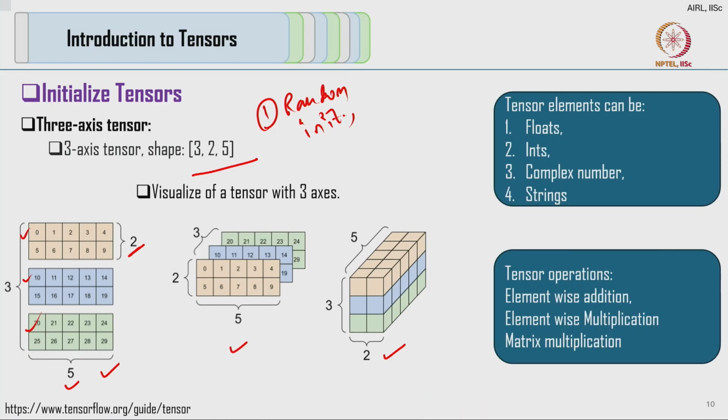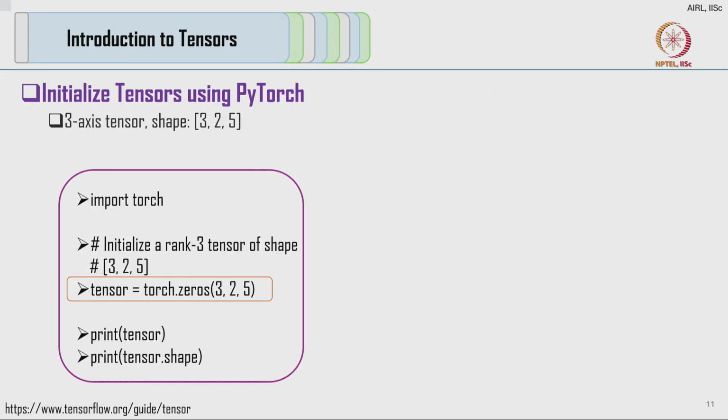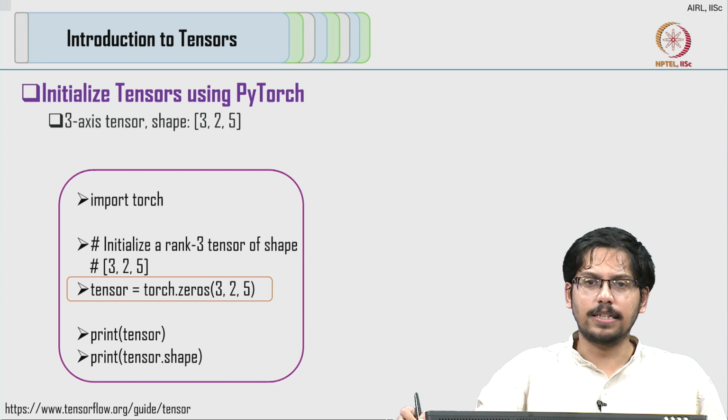Now essentially once we have randomly initialized these tensors, the operation could be any operation and the elements could be any elements, right. For example, we could have elements which are floating point numbers, we could have integers, we could have complex valued numbers, we could also have strings which are part of these tensors, right. And when we have tensors defined, we could essentially perform tensor operations, which could be element wise addition, multiplication or matrix multiplication, right. Now let us try to work with PyTorch and try to define a rank 3 tensor.